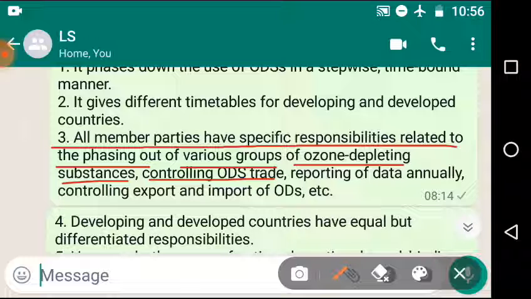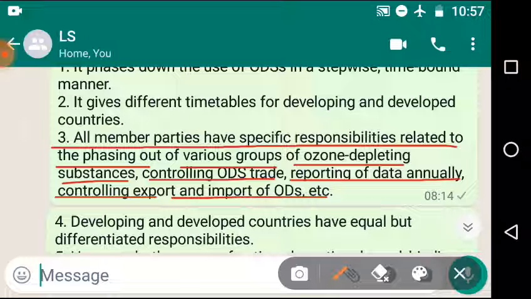Reporting of data annually, that means yearly, we have to report the data on how much it has been reduced. We have to report with the help of pollution control boards. Controlling export and import of ozone depleting substances, etc. So these are the ways through which the Montreal Protocol is working. They have given a time frame, and they have also made specific responsibilities for the parties so that they can phase out various groups of ozone depleting substances, because ozone depleting substances are not one or two gases, many substances are there. If I go on saying all the gases, it will become a whole book, right?